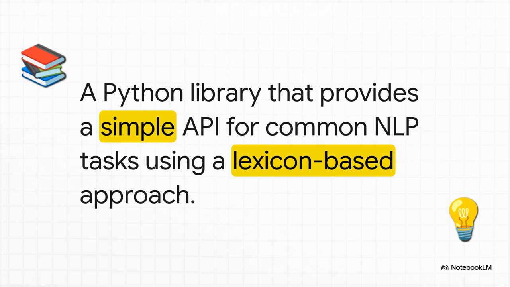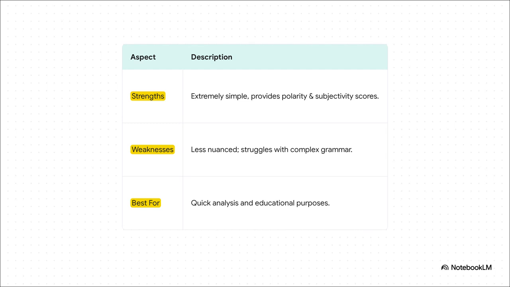Okay, next up in our rule-based category is TextBlob. So if VADER is that specialized dictionary for social media, TextBlob is more like your general-purpose, beginner-friendly version. It's a fantastic starting point. TextBlob's whole deal is simplicity. Seriously, it's so easy to use.